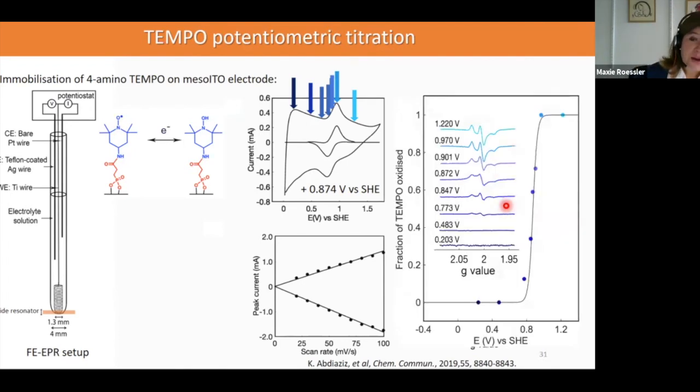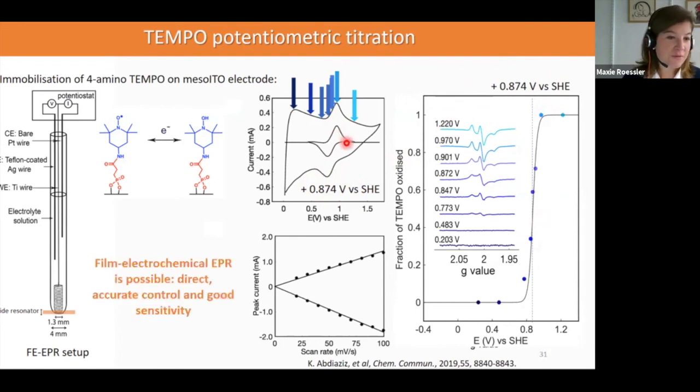So again, by effectively integrating the spectra and obtaining the corresponding Nernst plot, we can extract the reduction potential, and much to our relief here, we really got exactly the same value as from the cyclic voltammetry, and that tells us that we have direct and accurate potential control, and that indeed this film electrochemical EPR approach is possible and feasible.